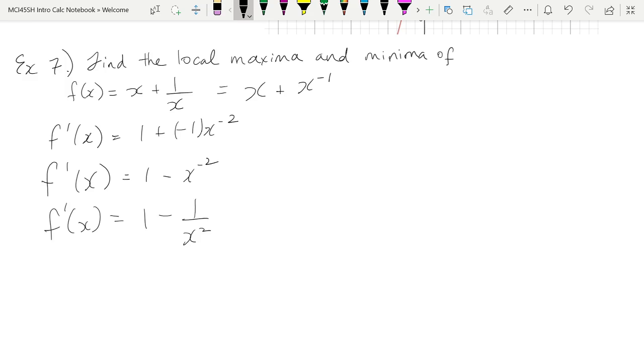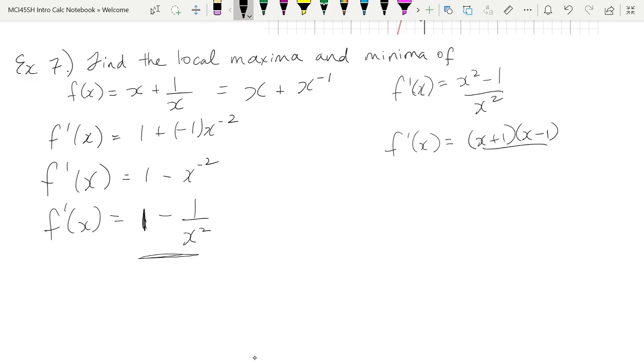Now, why am I making this decision? Because eventually I'm going to need to do an interval table. It'll be easier to do that if that's in some sort of single term or single expression instead of two different terms, and it'll be easier if it's something I can factor. So once again, using common denominator, f prime of x is equal to x squared minus 1 over x squared, right? I just multiplied this 1 here by x squared over x squared. And so f prime of x is going to equal, like I said, it's better if I factor it, x plus 1, x minus 1 over x squared.